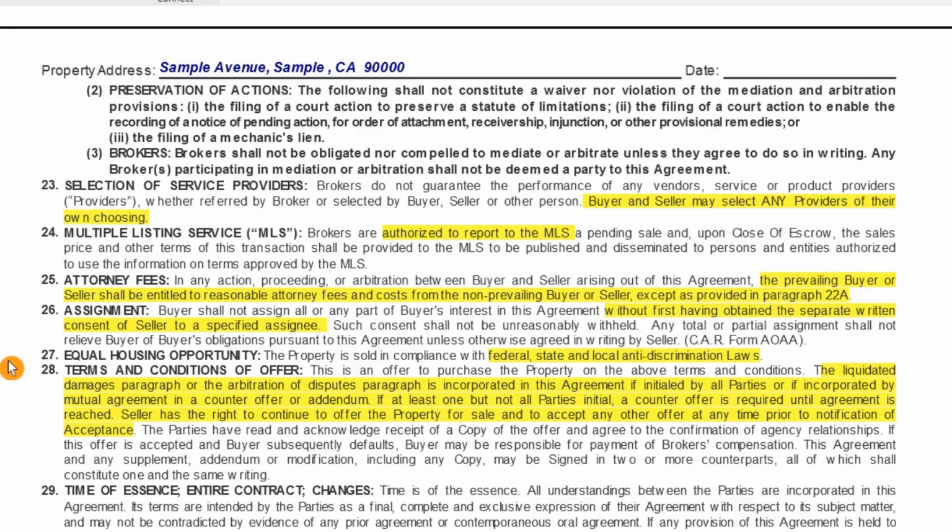Paragraph 27 states regarding equal housing opportunity that the property is sold in compliance with all federal, state, and local anti-discrimination laws.